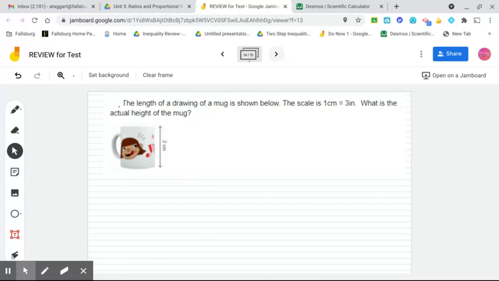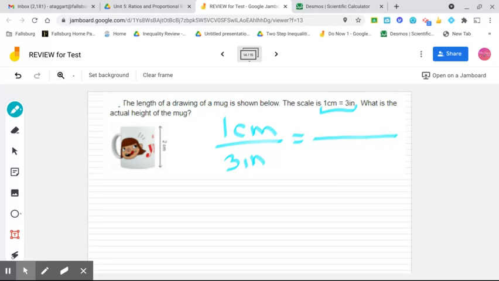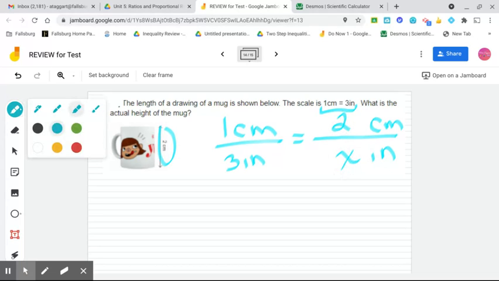Next one, the length of a drawing of a mug is shown below. The scale is 1 centimeter equals 3 inches. What is the actual height of the mug? So we must write a proportion. So we have 1 centimeter over 3 inches. We always want to write our scale as a fraction. Then we know we have a second fraction, which is going to be the same, centimeters over inches. We're given 2 centimeters, so we're going to plug in a 2 here, which leaves an x in the denominator.